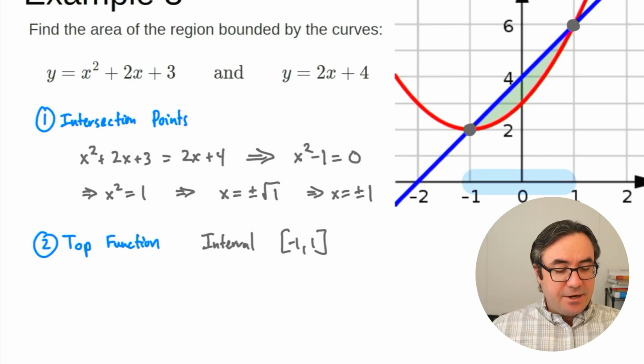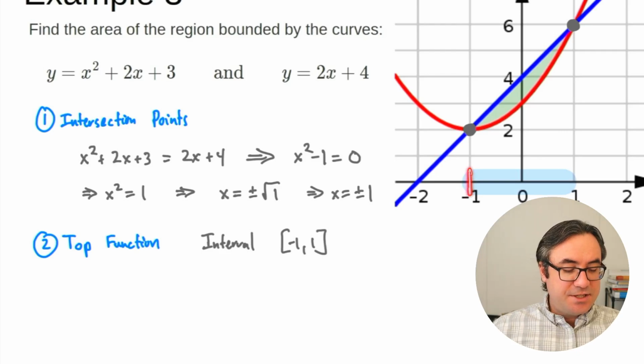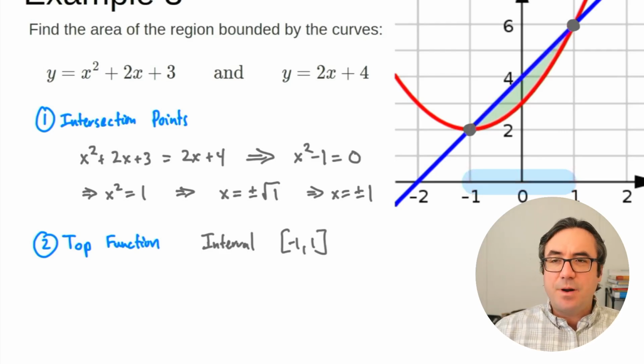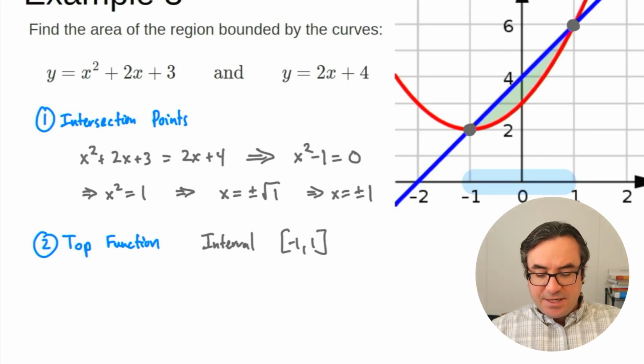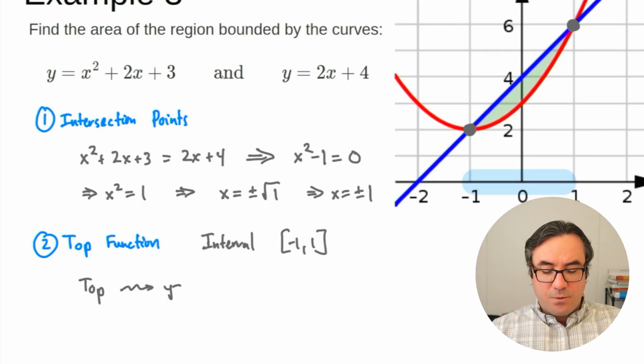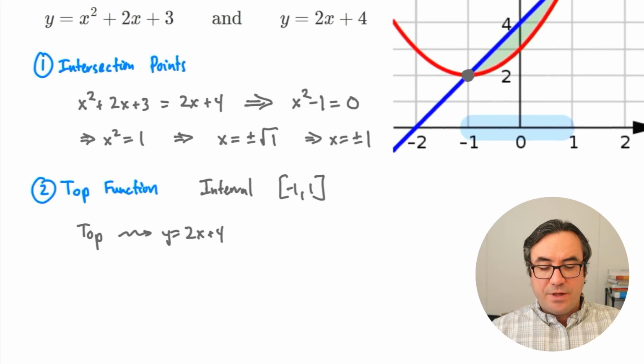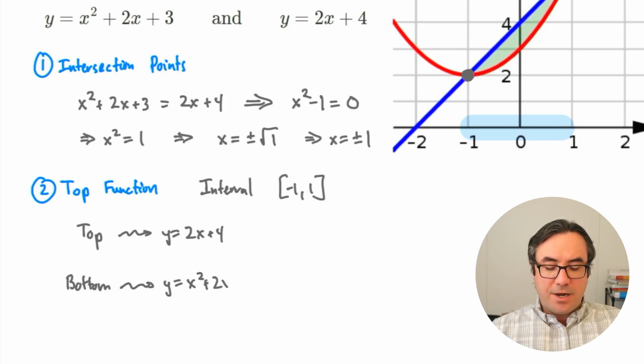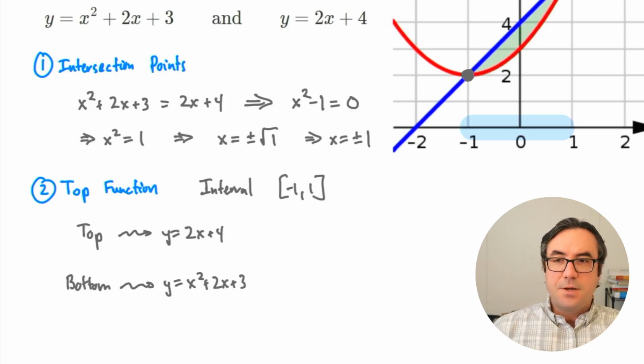So we can see here, on just this section of the x-axis, it's the line that's higher up on the page. So we can say then that our top function is y equals 2x plus 4. And our bottom function, the one that's lower down, is the parabola. So we just have to identify this to help us set up our integral. All right, so we can just kind of tell this from looking at the graph.